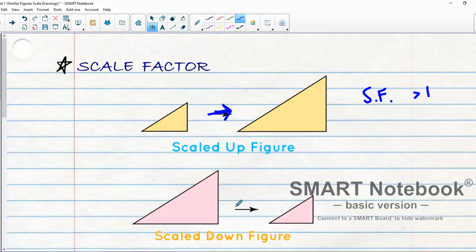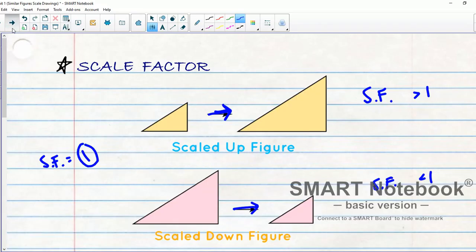On the other hand, you have a scaled down figure, which means they got smaller, right? So what do you think the scale factor generally will be? Yeah, less than 1. Let me ask you one more question. What if the scale factor is exactly 1? What do you think would happen to the shapes? Yeah, it will stay the same, okay?